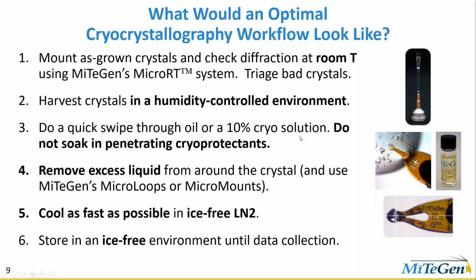So then in harvesting, ideally you don't want to have to use any penetrating cryoprotectants. You just want to do a quick swipe through oil or a 10% cryo solution just to minimize or prevent ice formation in the external solvent around the crystal. And then you want to remove as much of that excess liquid as possible from around the crystal. Next, you want to cool as fast as possible in liquid nitrogen that has no ice in it, and then store the crystals in an ice-free environment until data collection. So that's what we'd like to have happen.